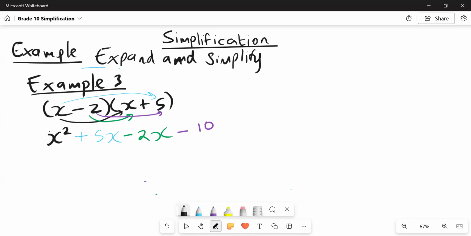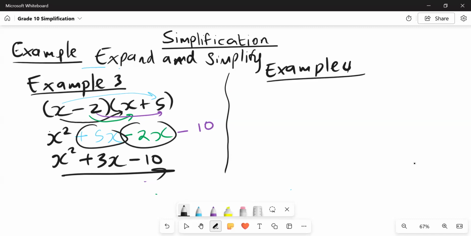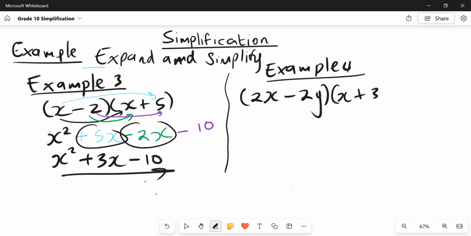And then again, the idea behind is to collect the like terms. 5 minus 2, that's positive 3. And then there's minus 10 there. Then this is your final answer. Now, example 4. Now we are given, okay, sorry, that's 2x minus 2y, x plus 3y. We have to simplify and expand, right?